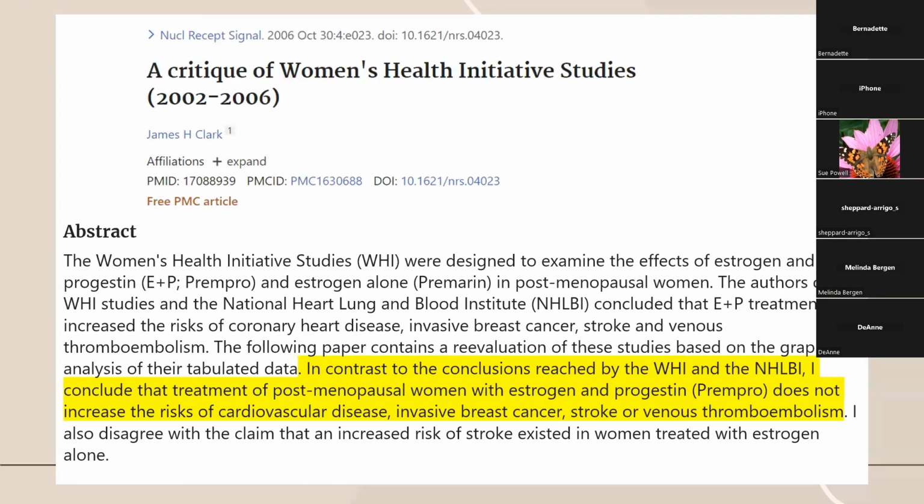From 2006, Nuclear Receptor Signaling. In contrast to the conclusions reached by the Women's Health Initiative and the National Heart, Lung, and Blood Institute, I conclude that treatment of postmenopausal women with estrogen and progesterone, or Prempro, does not increase the risk of cardiovascular disease, invasive breast cancer, stroke, or venous thromboembolism.